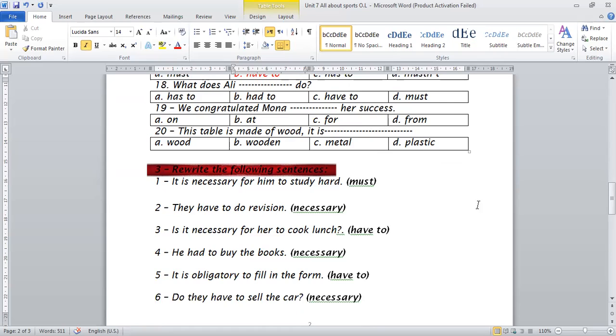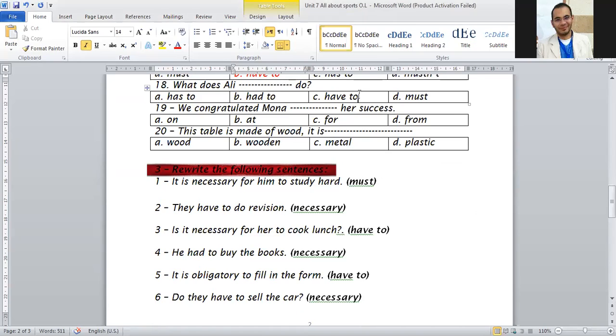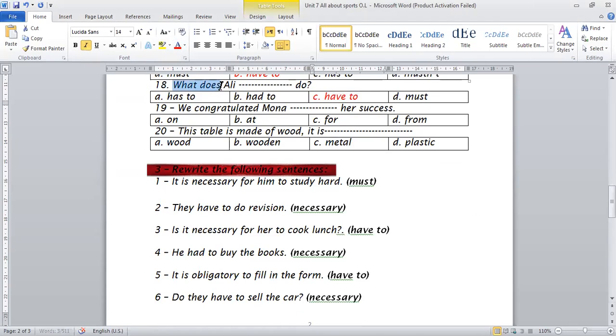Number 18, what does Ali do? Yes, Ali, you can answer it. What does Ali have to do? Have to. Why? Because we have does here. If you find does, you will use the infinitive with it directly. Does or do or did, you will use have to.